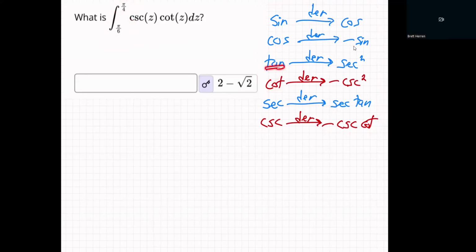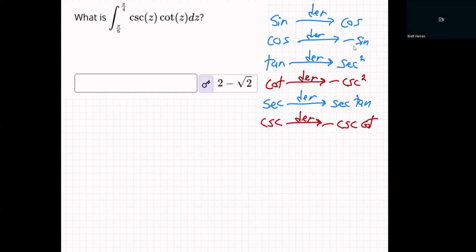If tangent is secant squared, then cotangent is cosecant squared with a negative, because derivative of all cofunctions is negative. And then cosecant just comes from co-ing the secant. You see that? Secant is secant tangent, then cosecant is cosecant cotangent and negative because derivative of all cofunctions is negative.